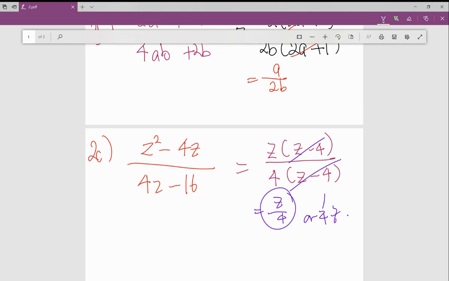Okay, both are acceptable. Okay, that's the end for this. Go and try the questions.